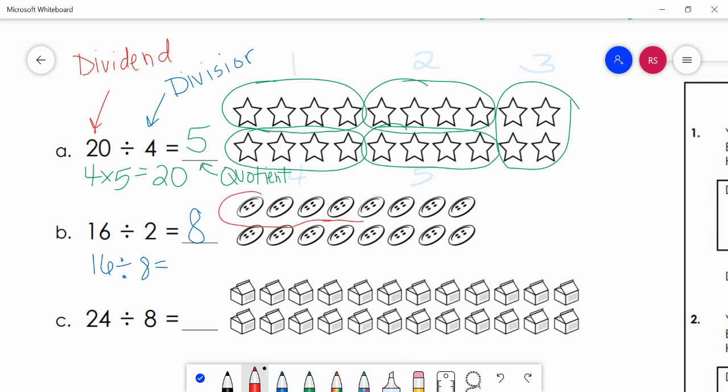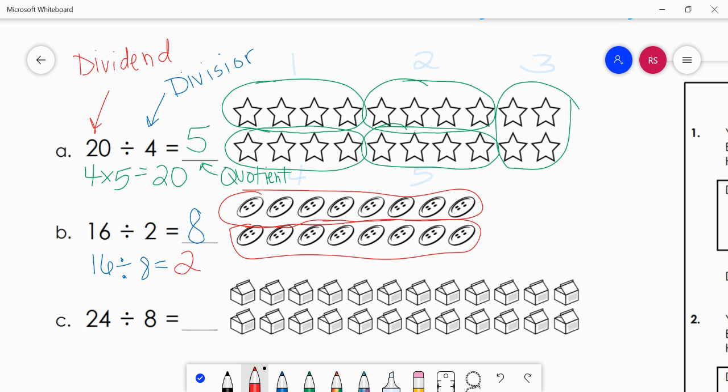1, 2, 3, 4, 5, 6, 7, 8. There's one group of 8. And here's my second group of 8. So 16 divided by 8 equals 2. I can clearly see my 2 groups of 8 buttons.